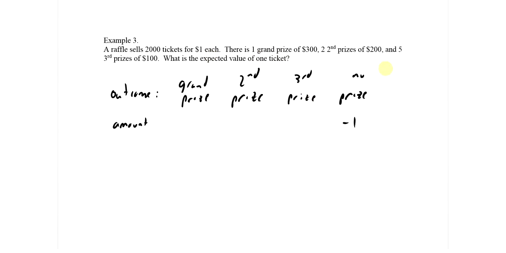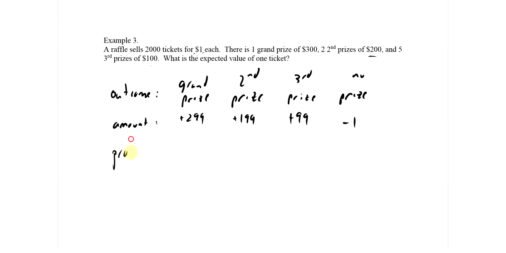If you get a third prize, well, you win $100, but you spent $1 to buy a ticket. So your net income would be plus 99, right? Plus $100 for winning, but minus $1 for your ticket. Likewise, for the second prize, it'd be plus 199, and for the grand prize, it'd be plus 299. $300 because you won, but $1 for your ticket.